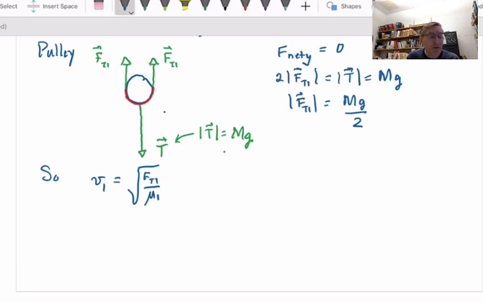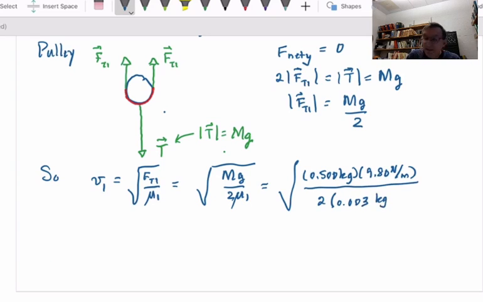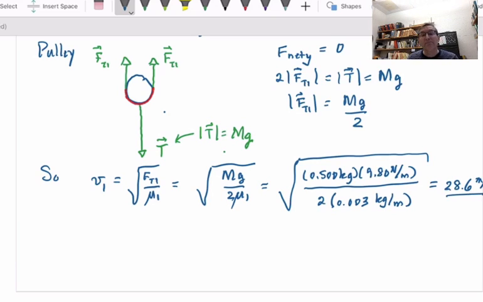Square root of the tension in string 1 over the mass per unit length of string 1. But I just found the tension in string 1 is mg over 2. So this is the square root of mg over 2 mu 1. So that's the square root of big M, 0.500 kilograms, times 9.8 Newton per kilogram, over 2 times 0.003 kilogram per meter for the mass per unit length of string 1. And I get, when I round it to 3 sig figs, 28.6 meters per second. That's how fast a transverse wave would travel in string 1.